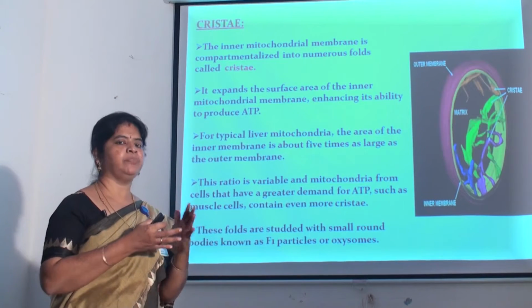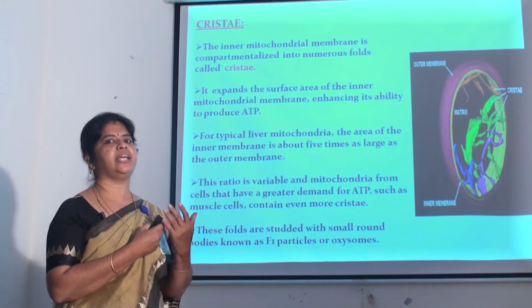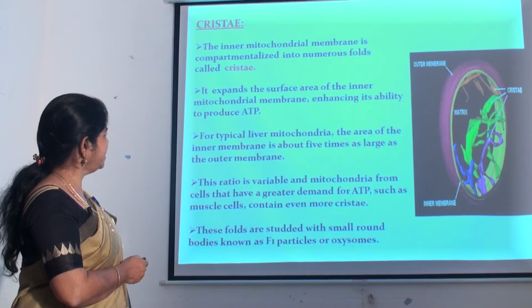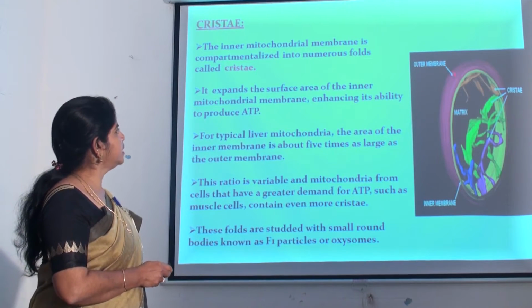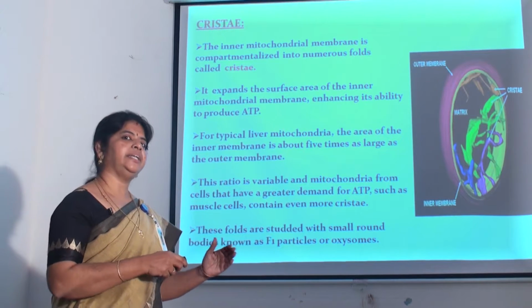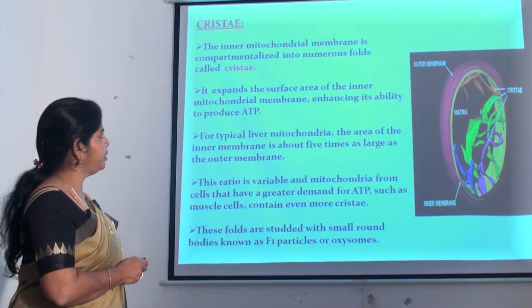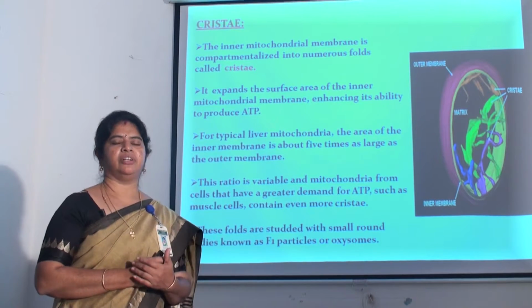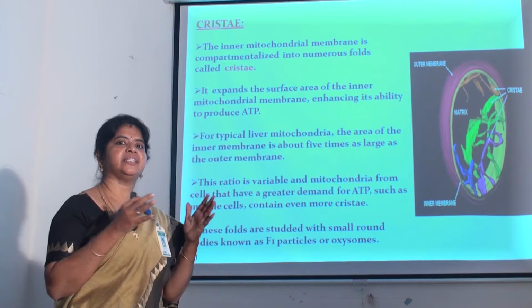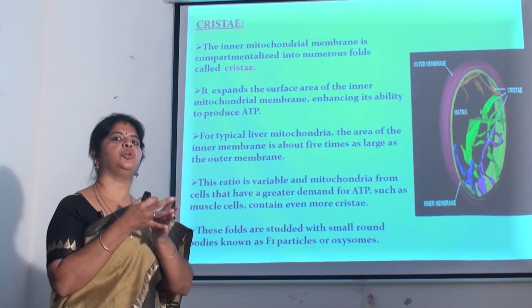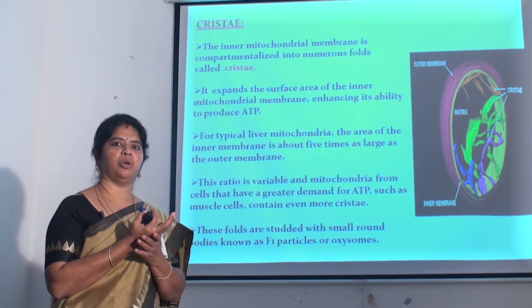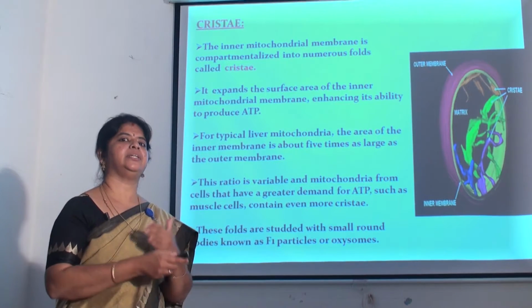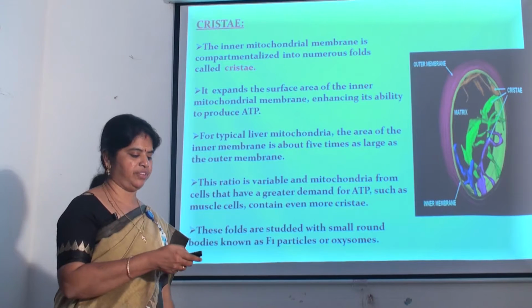And here we have seen that the inner membrane enfolds to give finger-like projections called the cristae, a villi-like structure. It is the cristae that compartmentalize the inner chamber into numerous folds. What is the main function of the cristae? It increases the surface area to store more enzymes, ATP molecules and all other things. So the main function of the cristae is to increase the surface area.